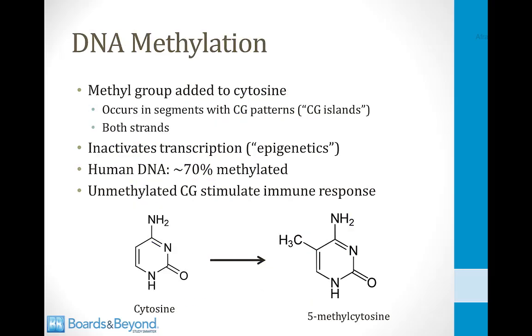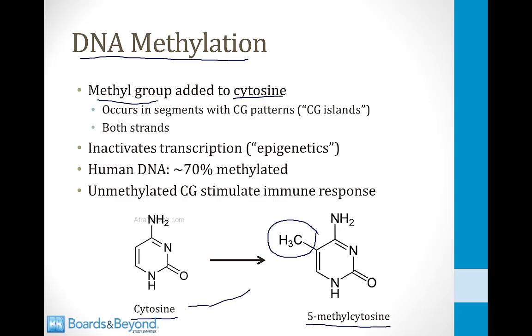There is a phenomenon in DNA that you should be familiar with called DNA methylation. When this occurs, a methyl group is added to the base cytosine. If you look at the bottom of the screen here, on the left side is the structure of the base cytosine. On the right side of the screen, I've shown 5-methylcytosine, and it has a methyl group added right here, and that's called DNA methylation. It's done to the cytosine base.